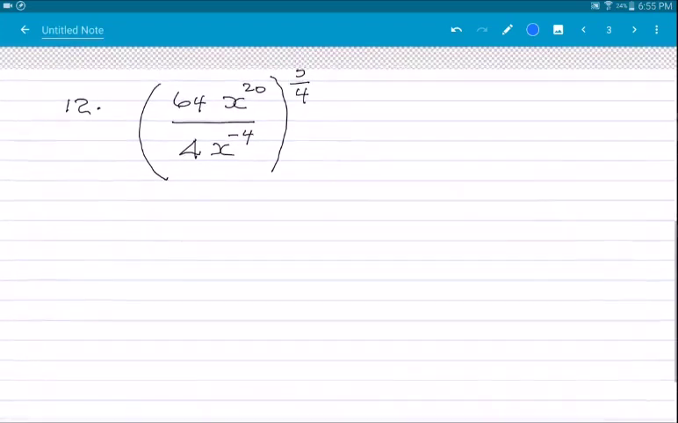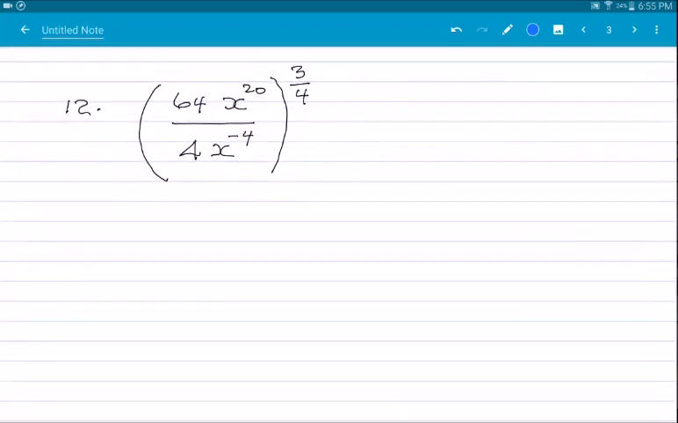Question 12. We have to simplify this expression. So let us do the brackets, in what's inside the brackets. Let's see if we can simplify that first. So we have 4 into 4 goes 1, 4 into 64 goes 16. So we have 16 x to the 20 minus 4 to the power 3 on 4.